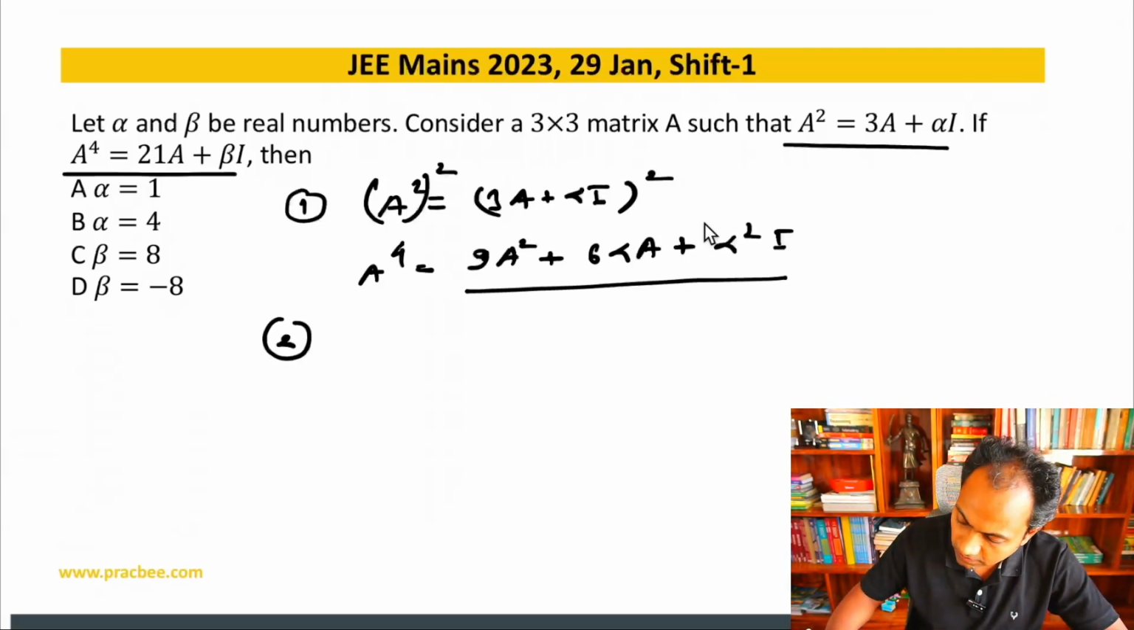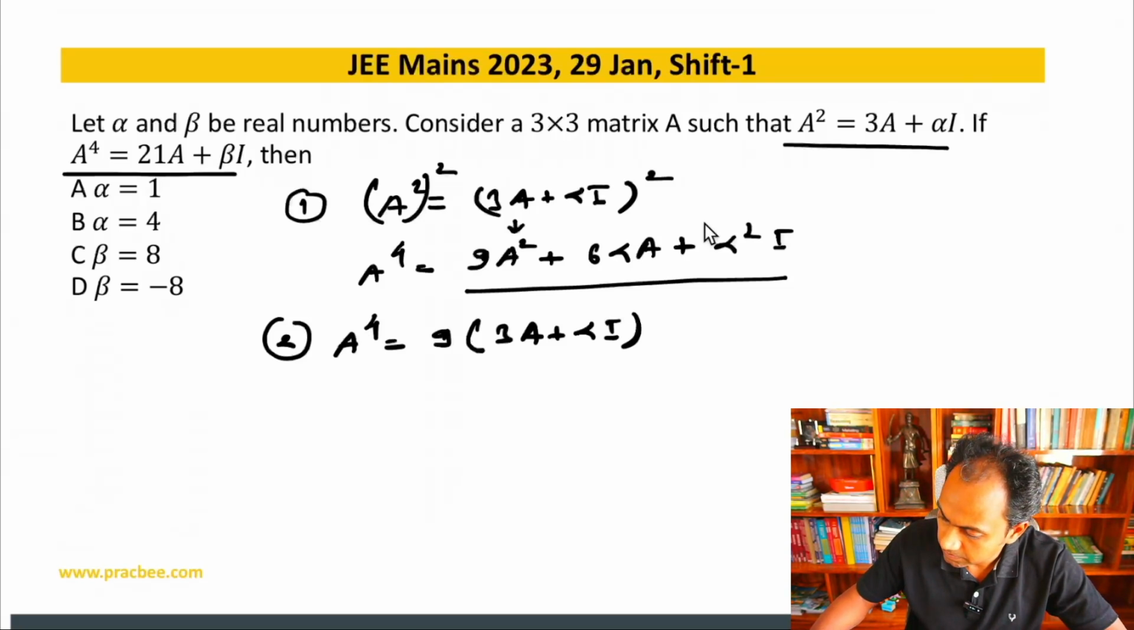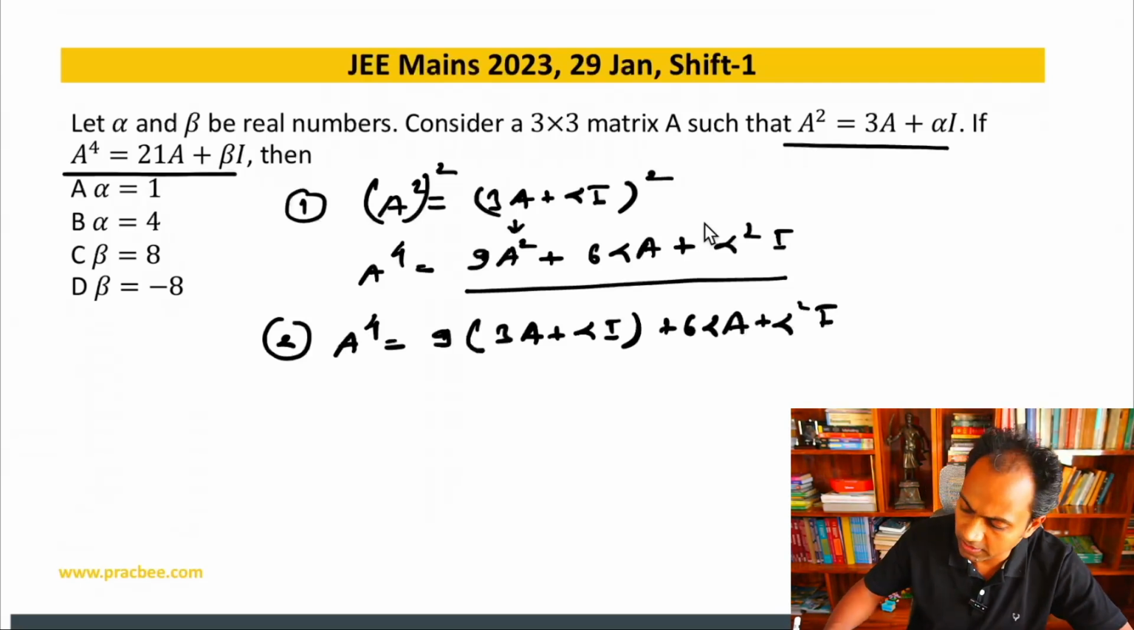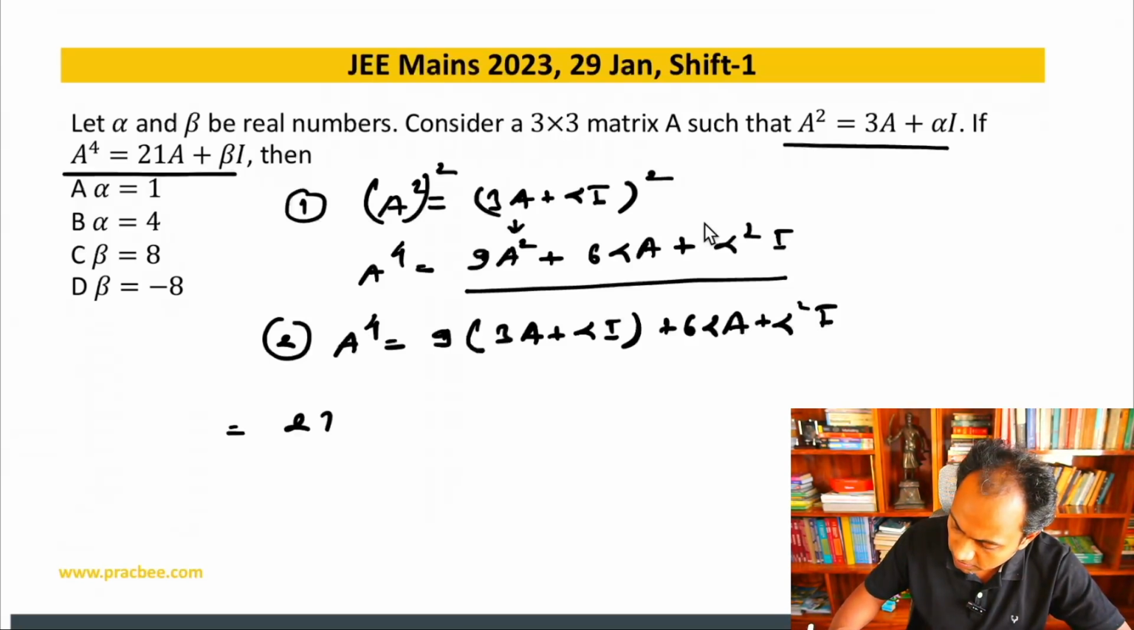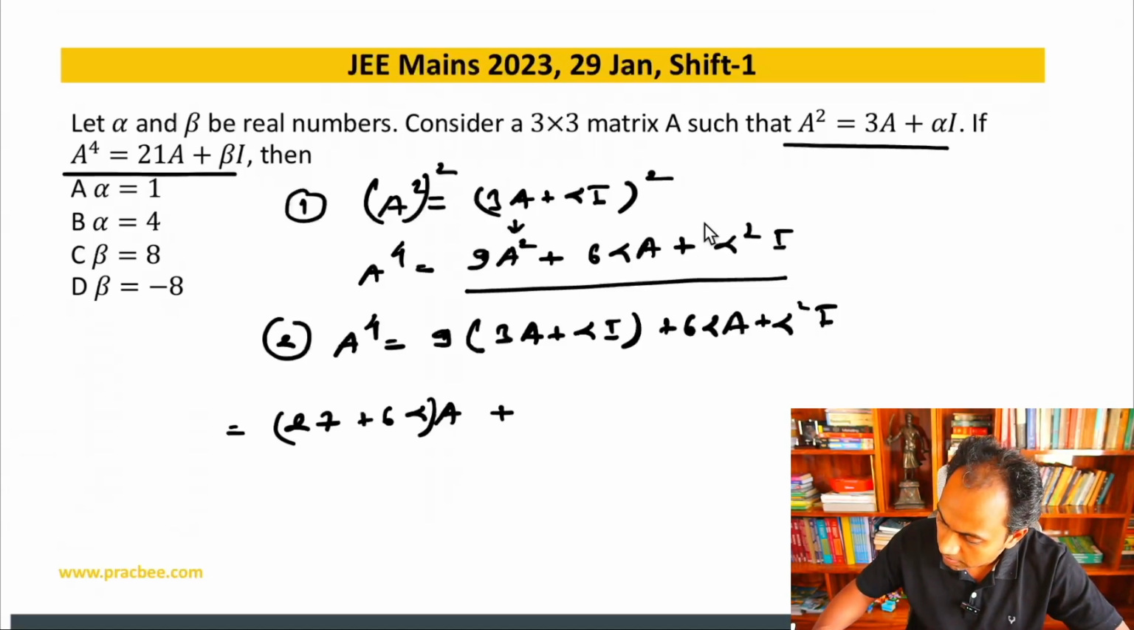And now in the next step, we will again substitute the value of A square from the first step. So A raised to the power 4 can in turn be written as nothing but 9 times 3A plus alpha I, plus 6 alpha A plus alpha square I. Once you have got this value, let us simplify. If I simplify, what I have got is nothing but 27 plus 6 alpha A, then the next part that we are getting is nothing but 9 alpha plus alpha square into I.